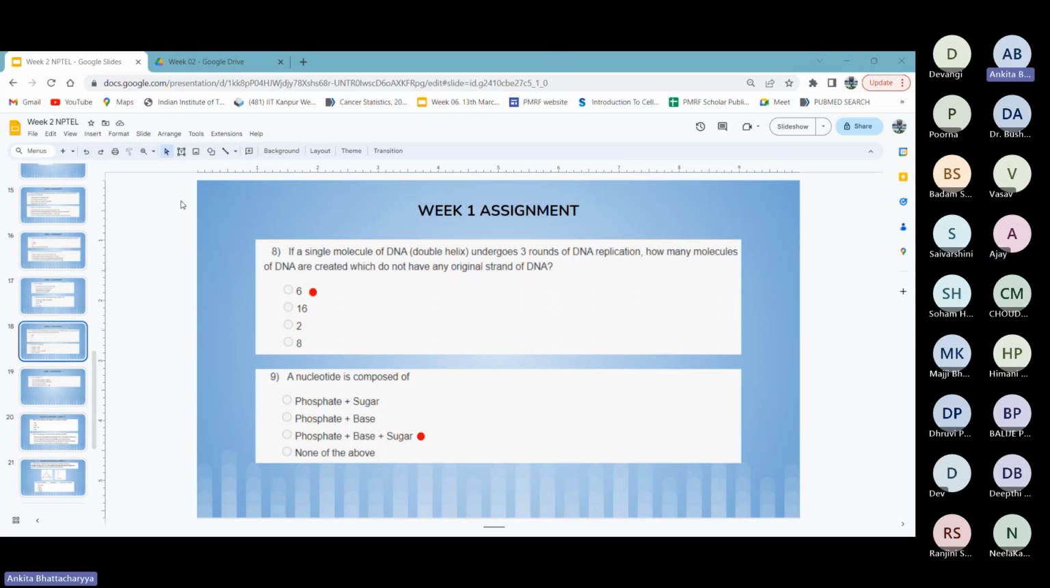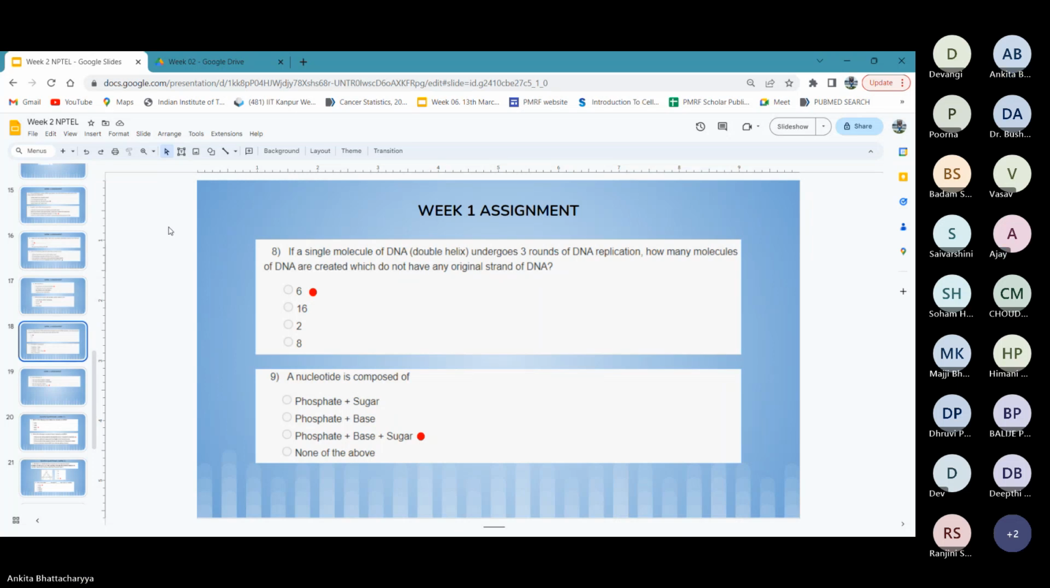Let's just. So if you draw it out, you have 3 rounds of replication, right? You are starting with 4 strands, of which 2 are parental strands. In the first round of replication, from 2 DNA molecules, you get 4 molecules. In the next round, from the 4 molecules, you are getting 8 DNA molecules. Correct?